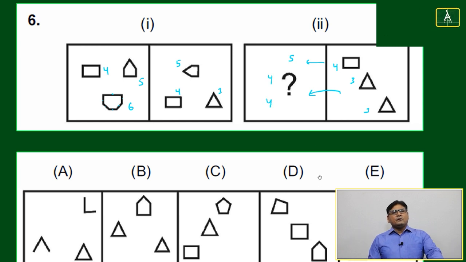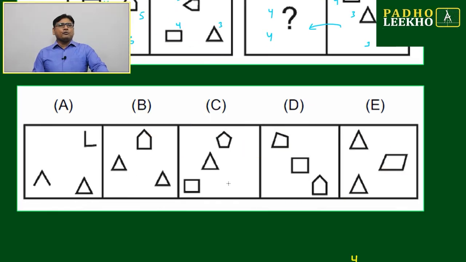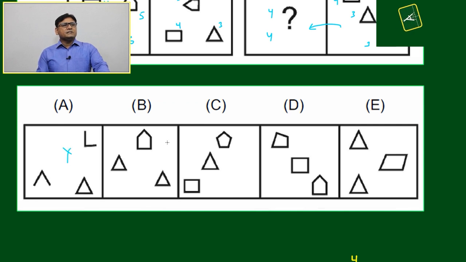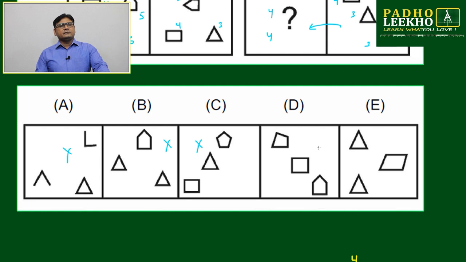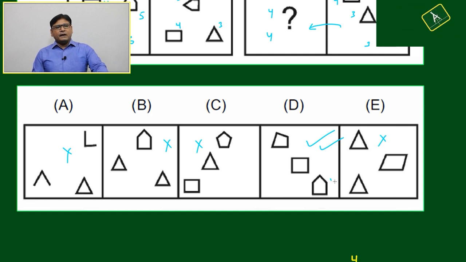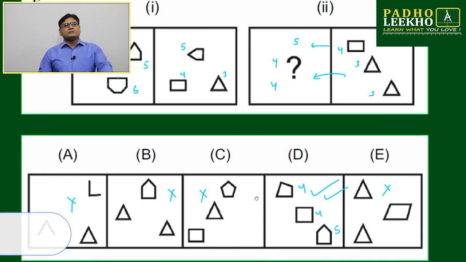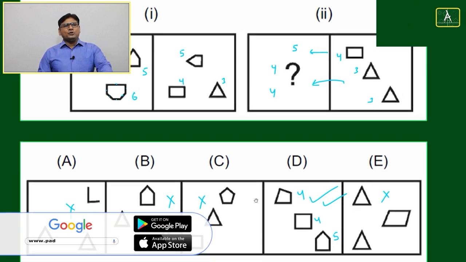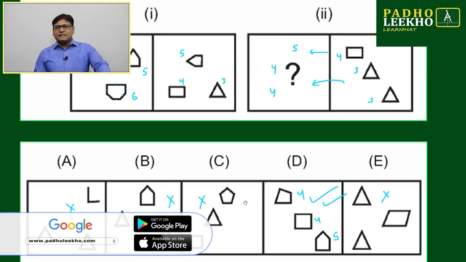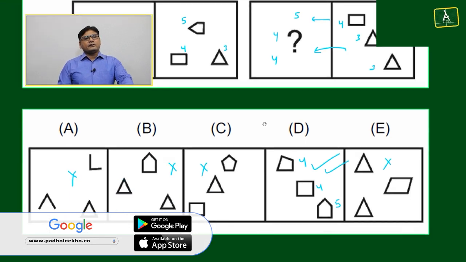4. Which option do we have? 5, 4, 4, it is not here, not here, not here, not here. Only option D is having 5, 4, 4. Game is over. Immediately you will be able to eliminate options A, B, C, E, and D will be your correct option.